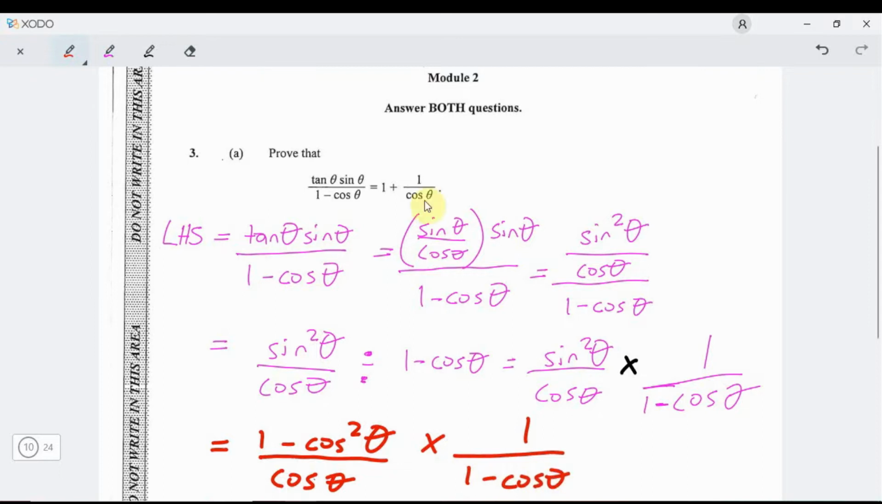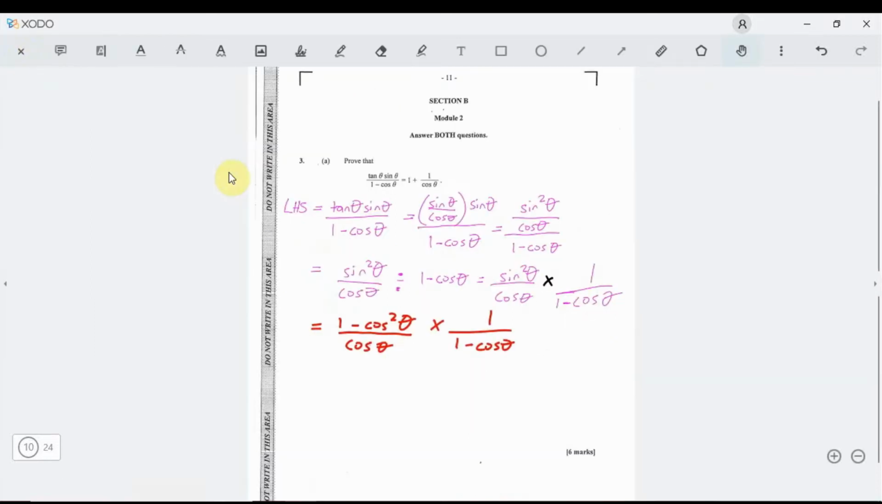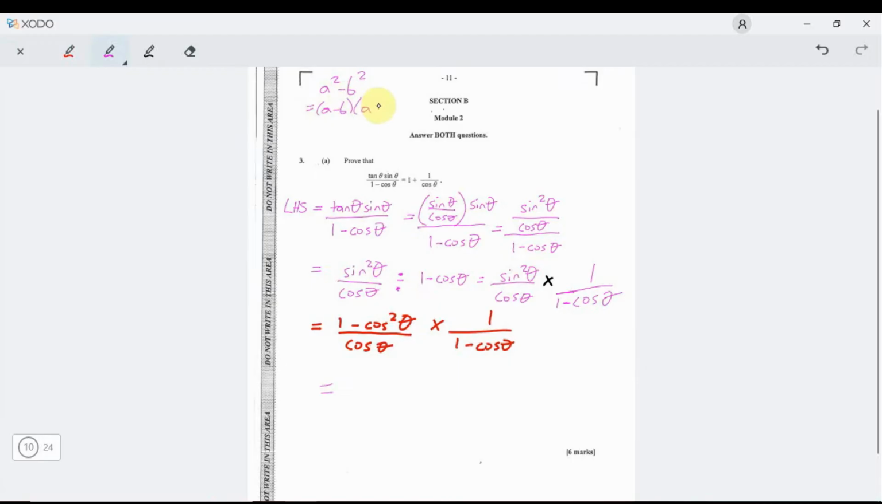cos theta. Guys, again, we're what? Almost finished. Now we're going to do what? Break up 1 minus cos squared as a difference of 2 squares. Recall a squared minus b squared is a minus b times a plus b. So this right here becomes 1 minus cos theta times 1 plus cos theta over cos theta multiplied by 1 over 1 minus cos theta.